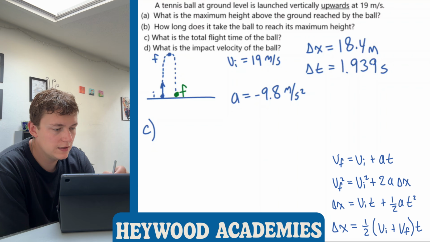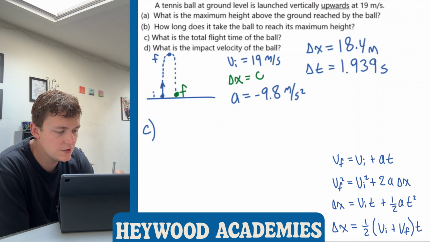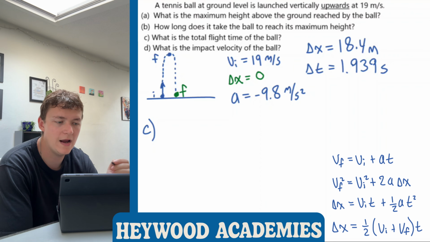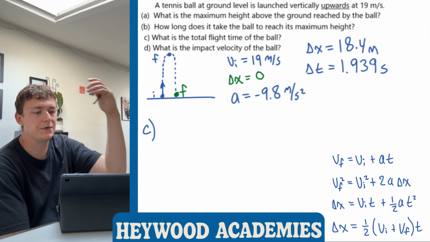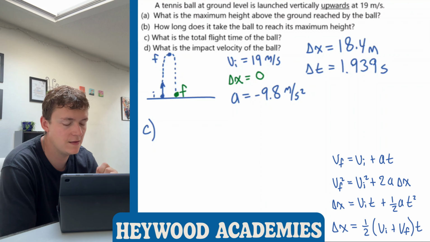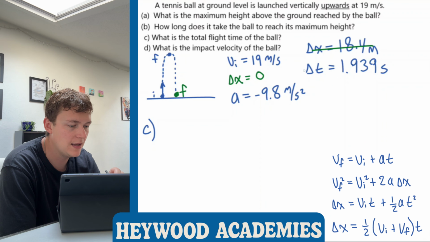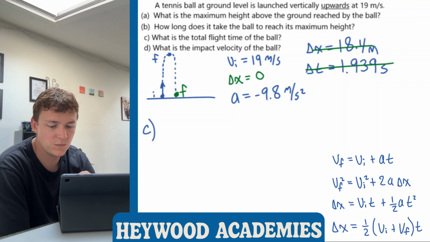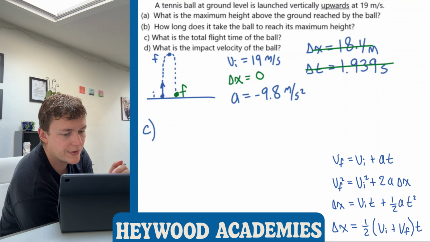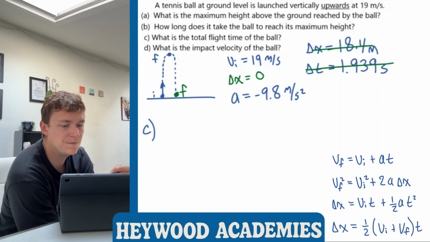Now we know that for the second part, the total displacement should be 0, because we're starting and we're ending at the same spot. We go up, but then we go back down. So we start and end at the same spot, so that should be 0. We can't use this delta x anymore for the second part, and we're not going to use this part. So we're going to kind of toss those aside because those only apply for parts A and B.